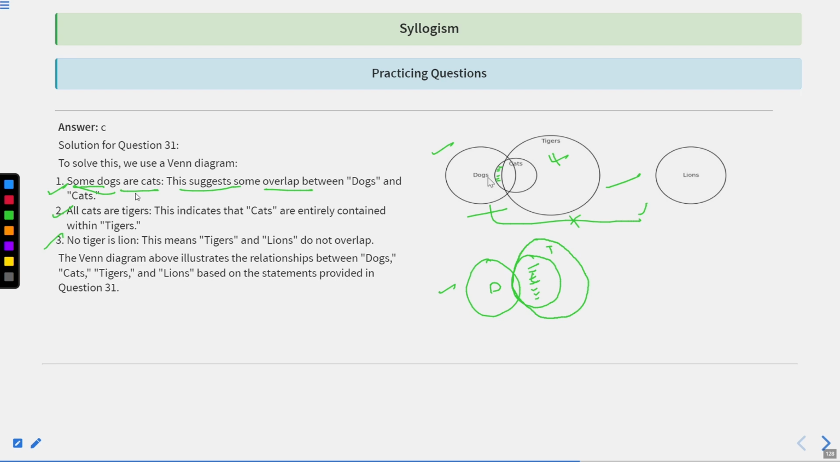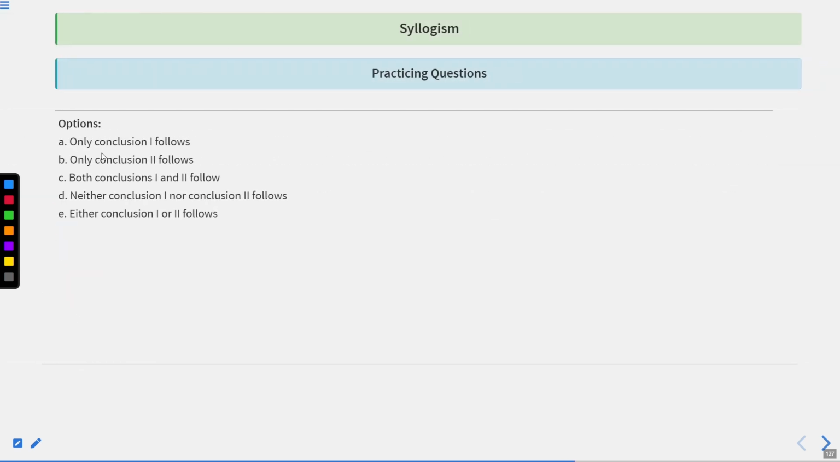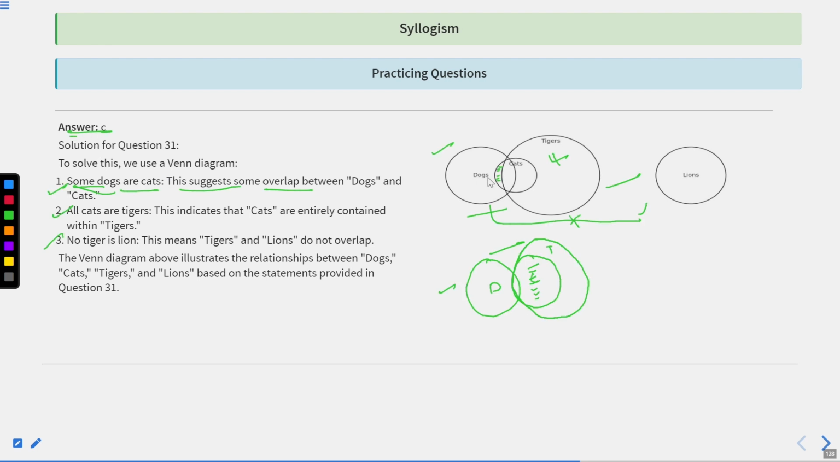Therefore, taking all these inferences into consideration, what we can infer is that there are some dogs which are not cats, which obviously are tigers. So therefore, there are some tigers which are not dogs. So the second statement also follows. The answer for this question would be both conclusion 1 and conclusion 2 follow, and that is what your answer is.